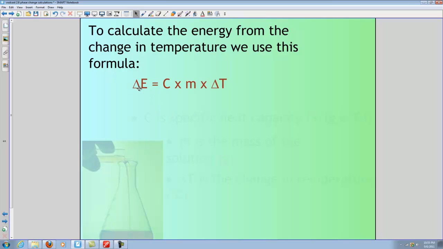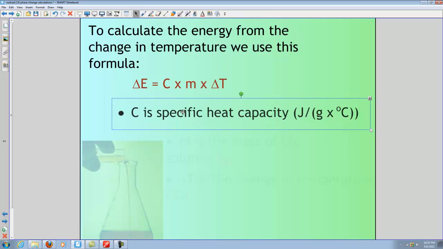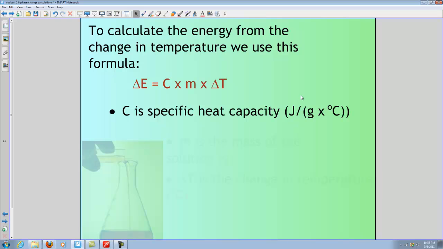Delta E, this little triangle means delta. Whenever you see the sign, it means change in. And so delta E is equal to C times M times delta T. Remember delta means change in, so it's change in T, and in this case T is going to be temperature. C is the specific heat capacity. Specific heat basically means how much heat do you have to put into something to cause a temperature change. Units are joules over grams times degrees Celsius.